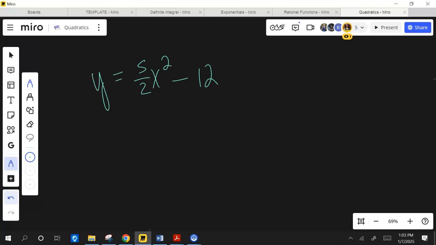5/2 x squared minus 12. Tell me what you know. I was trying to throw you off. It's skinnier, right? Because it's bigger than one. So even though it's a fraction, it's a bigger than one fraction. So that's okay.